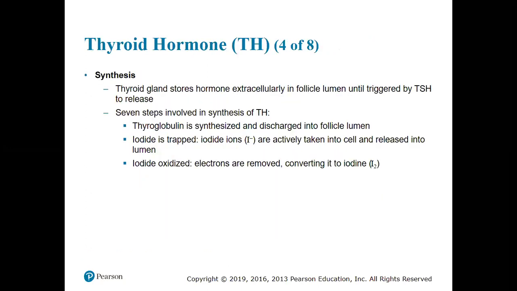But one of the things I want to talk about real quickly is I want to give some props to this here. I need to make sure that we grasp that iodine is trapped. So iodine is an ion. What is an ion? It is a charge. It's charged. So it has a negative charge. They're actively taken into the cell and released into the lumen. Now, when iodine begins to become oxidized, the electrons are removed, converting it to iodine molecules that are bonded together.